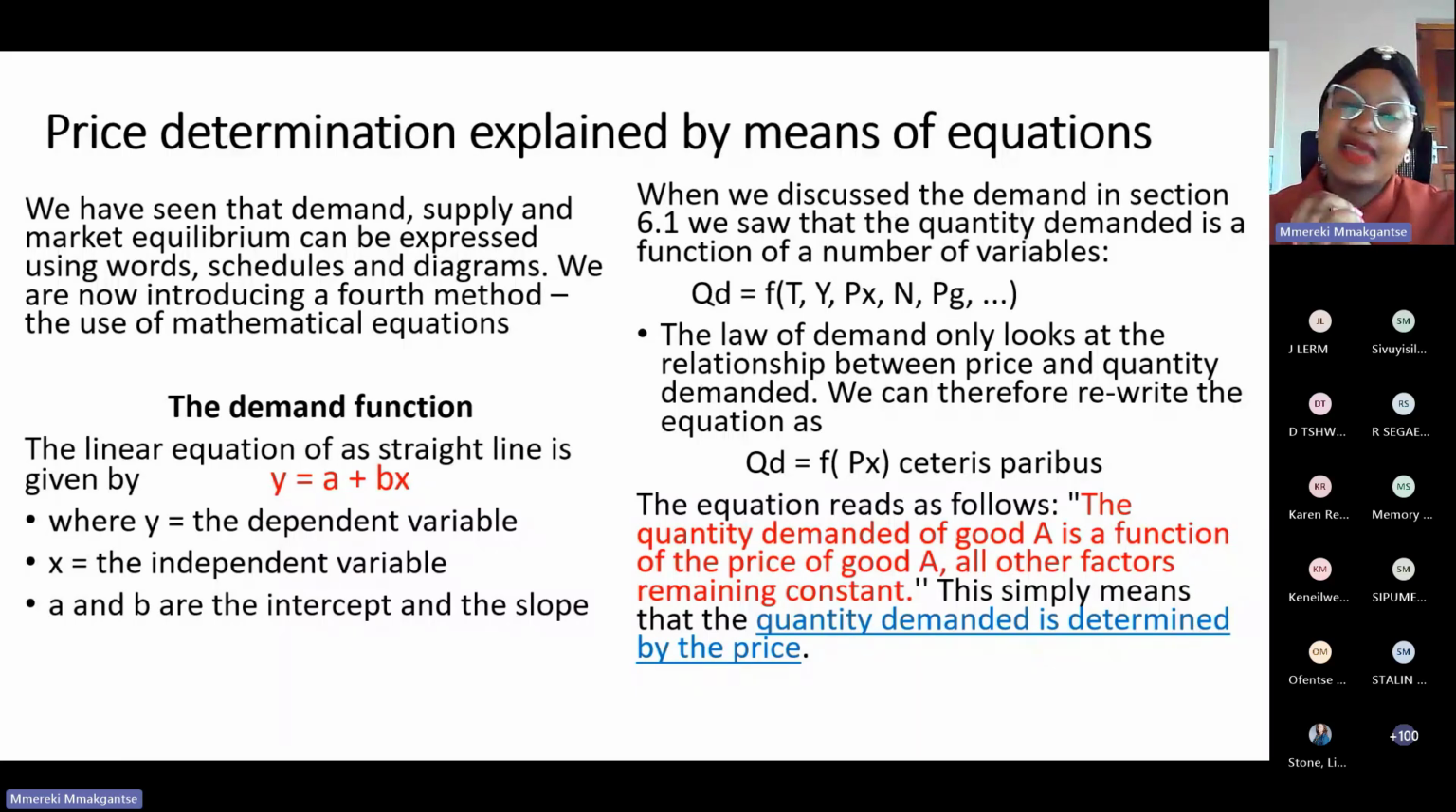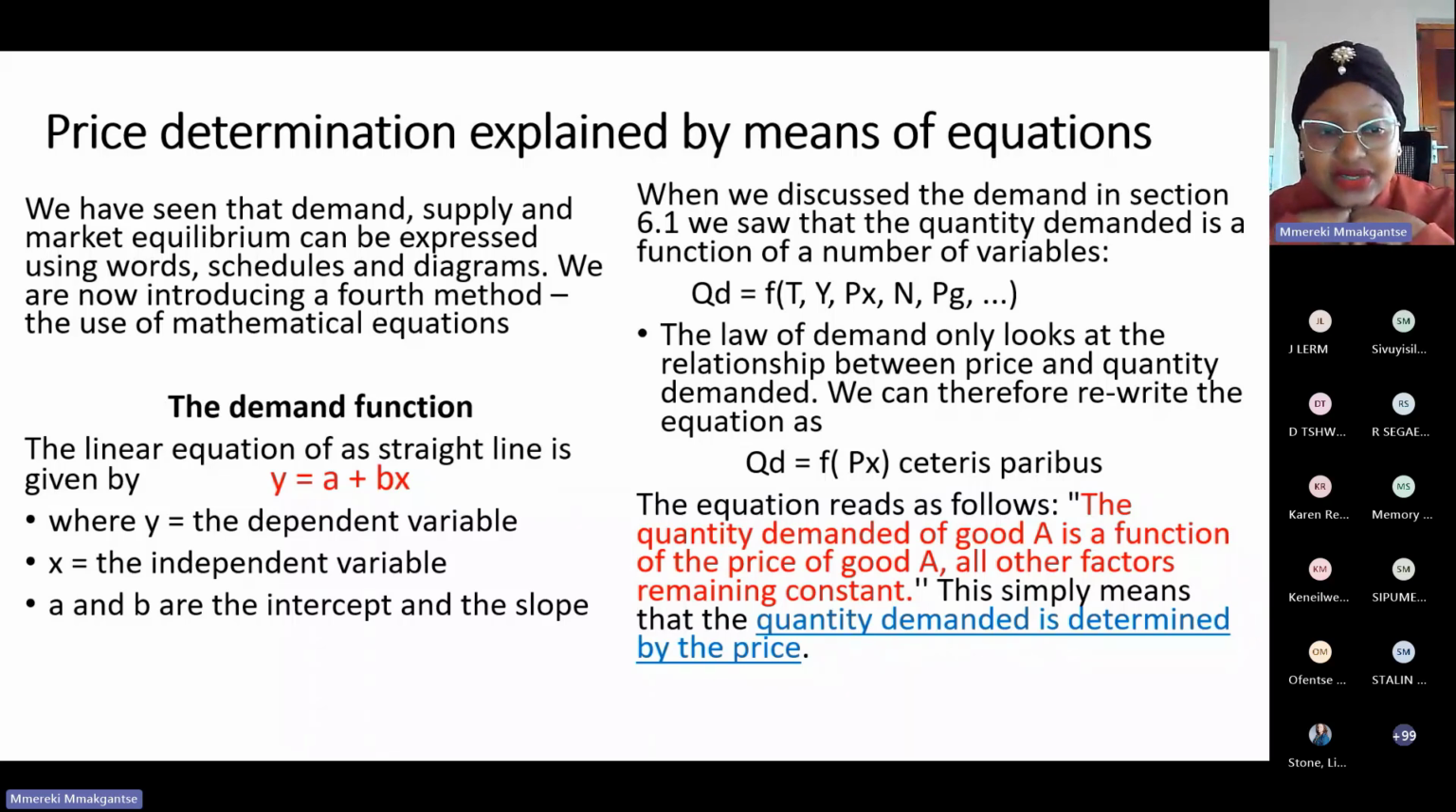Now, we are intensifying today's class. We are looking at mathematics. Don't be scared. Very simple. It's like 1 + 1. We have seen that demand, supply, and market equilibrium can be expressed using words, schedules, and diagrams. Now we are introducing the fourth method, mathematical equations. So this is the linear equation.